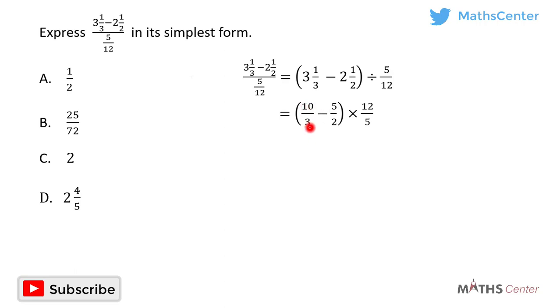We have 10 divided by 3 minus 5 divided by 2. They don't have the same denominator, so we have to find the LCM. The LCM of 3 and 2 is 6. We now have a common denominator for them, so we have to find the numerators. To get the first numerator, we will divide 6 by 3. 6 divided by 3 will give us 2, and then we will multiply the result by the numerator here. 6 divided by 3 is 2, so we multiply 2 by 10, and so the first numerator will be 2 times 10.